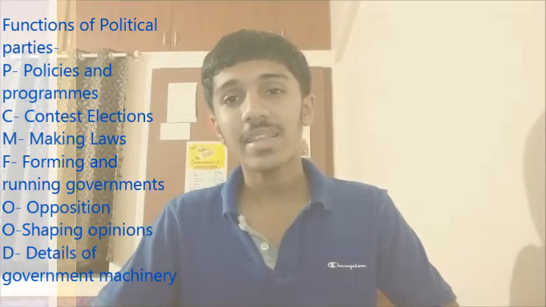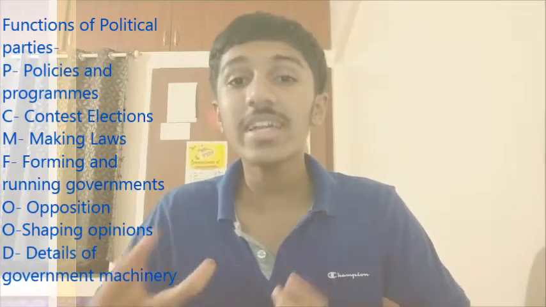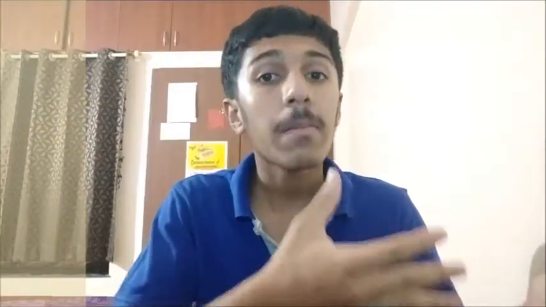Lastly, D, and that is details of government machinery. This D is not actually supposed to be used there, but it's for the purpose of this acronym. But political parties allow access to government machinery. So you come to know what is happening within the government as well. What are the welfare schemes being implemented by the government? All these things you come to know, especially also with the coming of RTI, that's Right to Information Act. You can know what is happening and what are the procedures being taken for a certain welfare scheme to be passed as such.